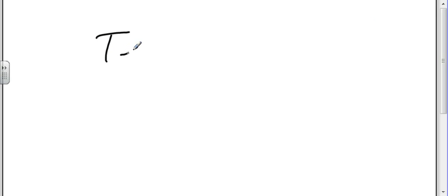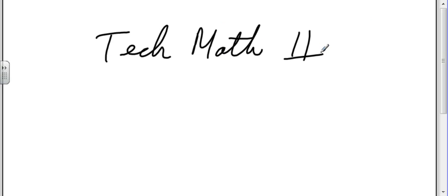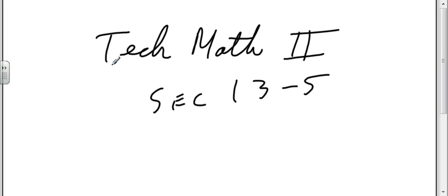This is Tech Math 2. And we're in section 13.5. And I hope 13.5 is a reasonable thing to do, so it gives us some challenge. And yeah, it looks like 13.5 has to do with inverse trigonometric functions. All right, so that's pretty cool.